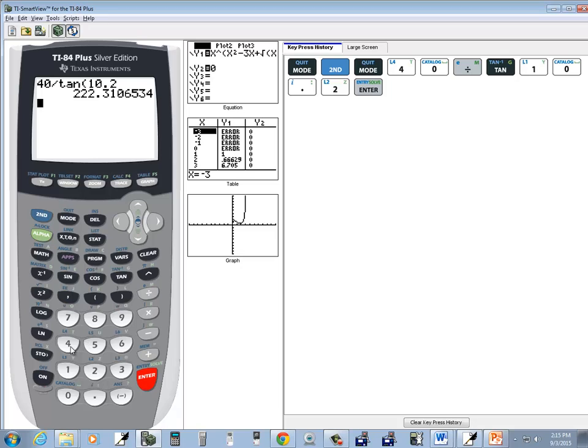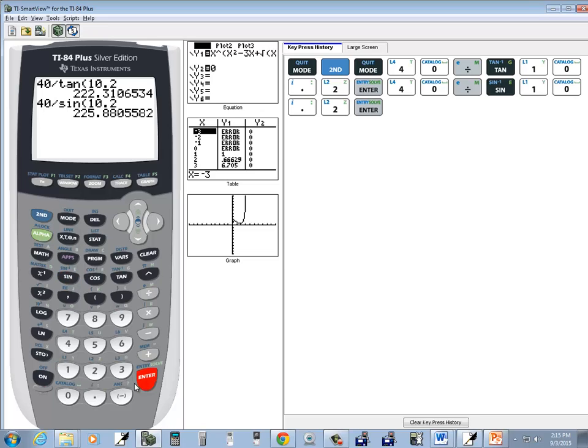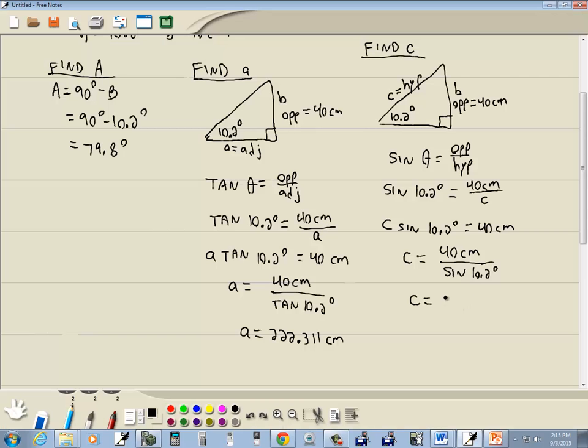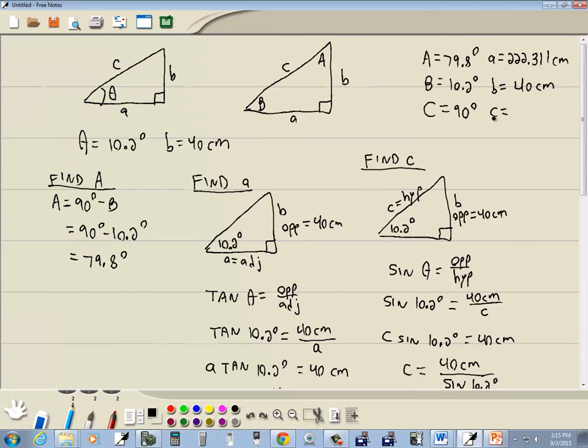Okay, so I got 40 divided by sine of 10.2. And I'm in degrees, so I don't need to put a degree mark. That's pretty large too. 225.881 to 3 decimal places, centimeters. And that would be our answer. Again, solving your triangle means finding all that information. And it makes sense that these are fairly close together because angle A and angle C are fairly close together.